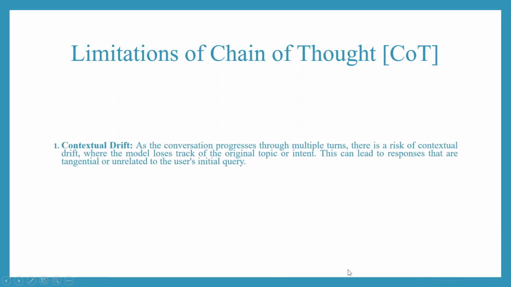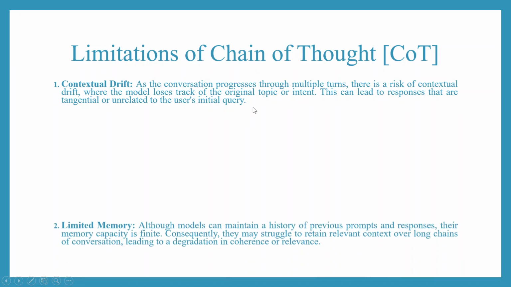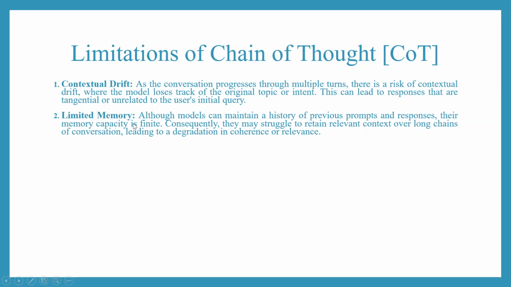Limitations of chain of thought. As a conversation progresses through multiple turns, there is a risk of contextual drift, where the model loses track of the original topic or intent. This can lead to responses that are tangential or unrelated to the user's initial query. Limited memory. Although models can maintain a history of previous prompts and responses, their memory capacity is finite. Consequently, they may struggle to retain relevant context over a long chain of conversation, leading to degradation in coherence or relevance.